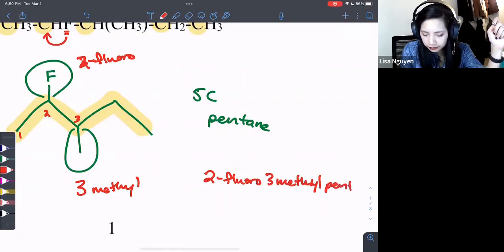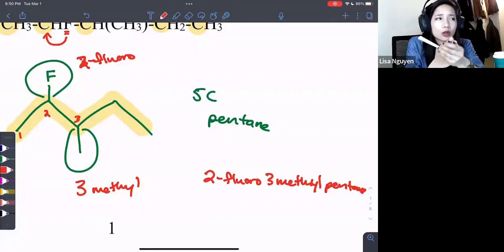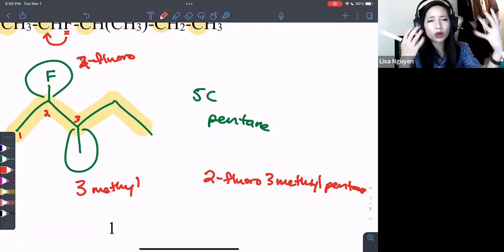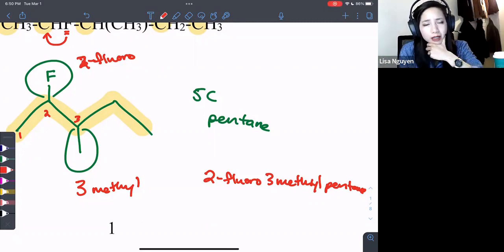pentane. That's it. All right, so do yourself a favor and just take the time and actually draw out a structure that you can more easily picture to help name something.